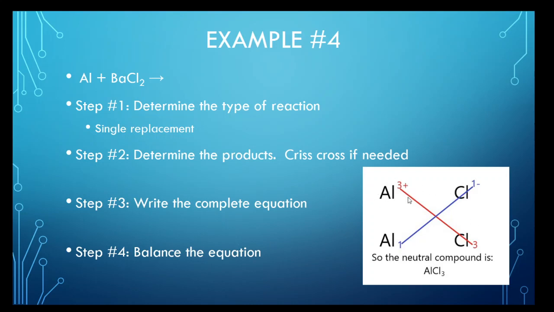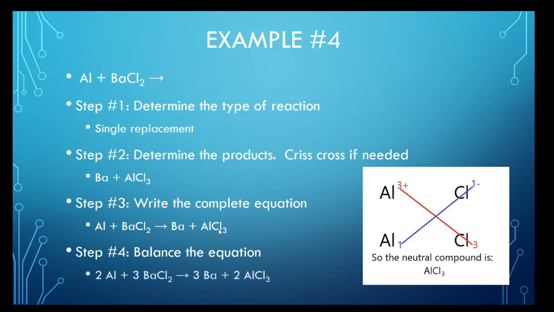And so aluminum is a +3, chlorine is a -1. Again, our 1 will go over to our aluminum. The 3 will go over to our chlorine. So the neutral compound will be aluminum chloride, which is 1 aluminum, 3 chlorine, okay? And again, our barium would jump out. Now notice I did not put a 2 on barium because it is not one of our 7 diatomics. Okay. And then we'll write the complete equation. We have aluminum plus barium chloride leads to barium plus aluminum chloride now. And then our last step will be to balance it. So you would have a 2, 3, 3, 2 to balance. Okay.